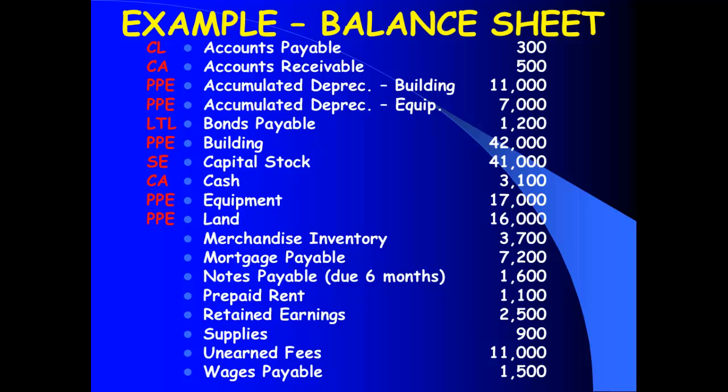Merchandise inventory is what type? It's a current asset. Mortgage payable is what type? Long-term liability. Good. Notes payable. What type of liability is notes payable?